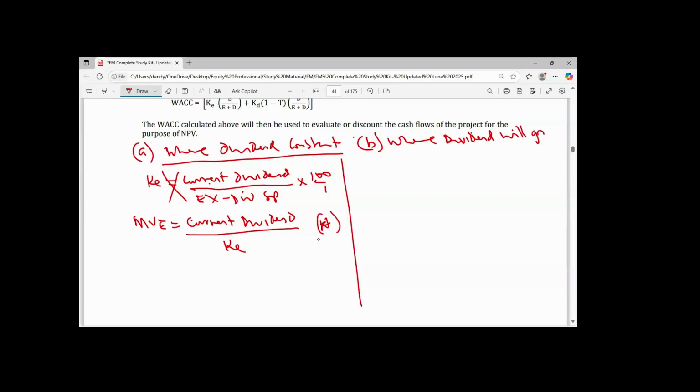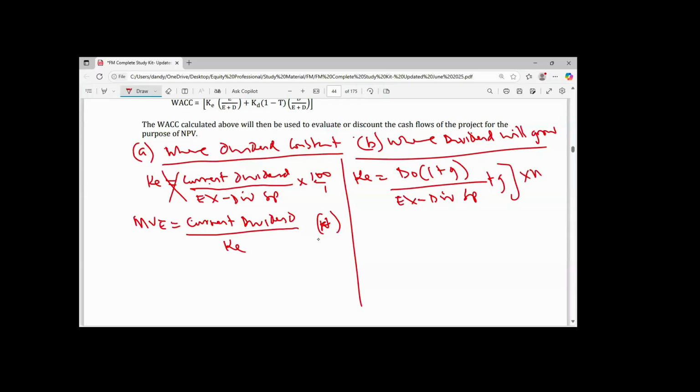Okay, where there's growth in dividend payments. In this case, cost of equity will be computed as the current dividend, denoted as D0, multiplied by 1 plus the growth rate, divided by the ex-div share price, plus the growth rate. All of these multiplied by 100/1. So this is the formula I gave you last time for calculating cost of equity where there's growth.